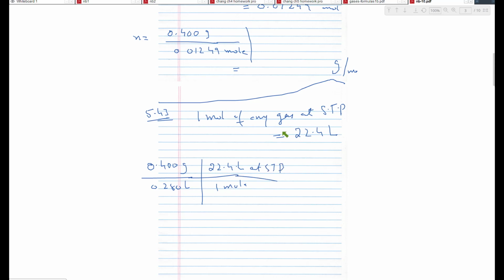If I do this, what will I get? Liter cancels, leaving gram per mole, and that is the unit of molar mass. 32. Okay? We can do it many ways.